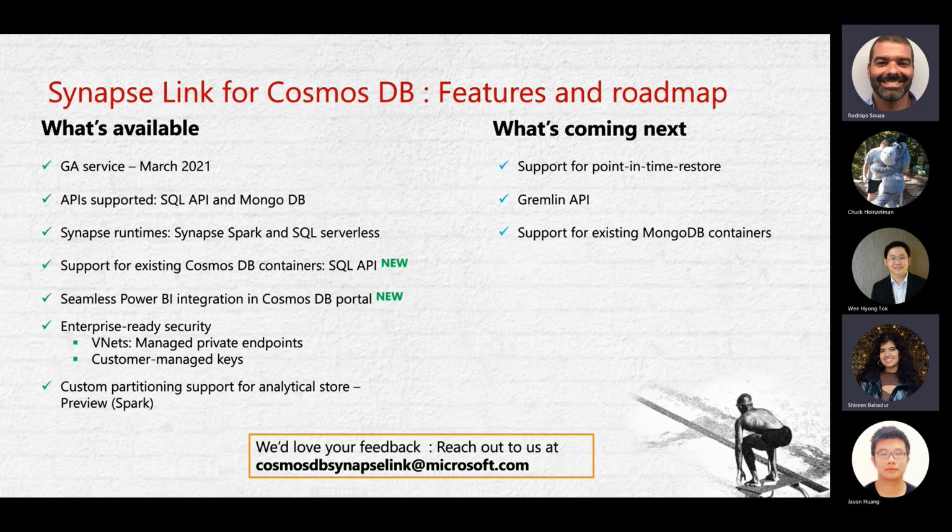And what's coming next? We are working on support for point-in-time restore. Gremlin API, we will also have Synapse Link. As you know, Cosmos DB has a Gremlin API. And we are working on support for existing MongoDB containers. I also want to mention that you can contact the Cosmos DB Synapse Link team at the email address you can see at the bottom of the slide. And I also want to call out the Synapse Link for Cosmos DB deep dive session we have here at this same conference. I think it's over. Let's see the next slide.